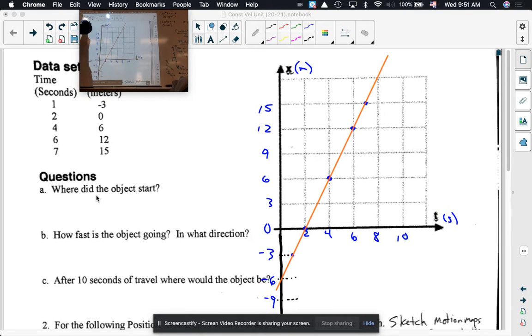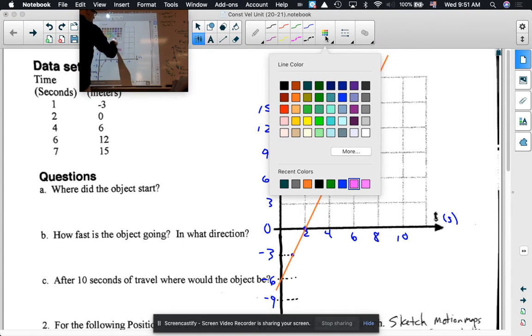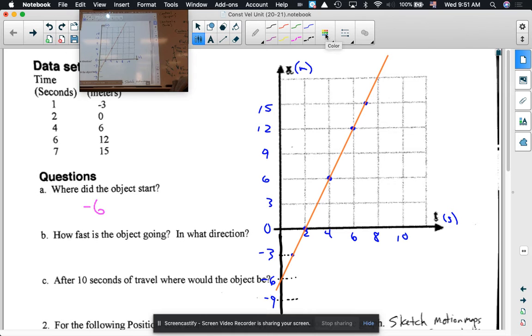Always, always. At -6 meters. -6 meters. Boom. Hopefully that's what you found.